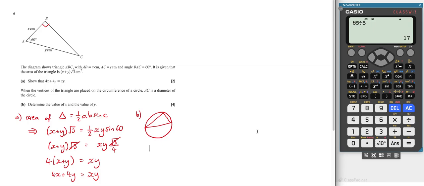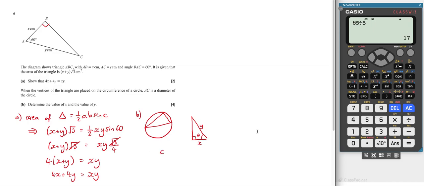What things can we say? According to this, we've got 4x plus 4y is xy. Let's draw this out again in a slightly different manner. So I've got a right angle there. This bottom side was x. That's my hypotenuse, and that was 60. So that is my adjacent and my hypotenuse.